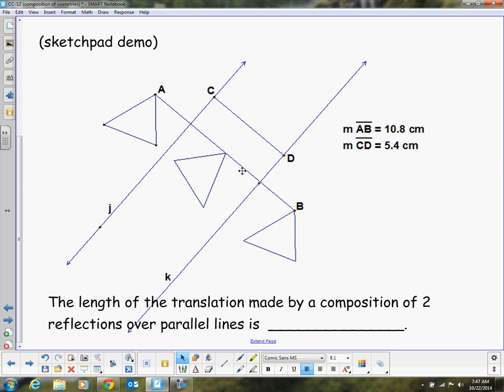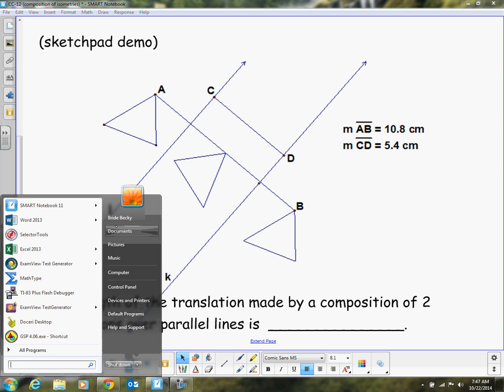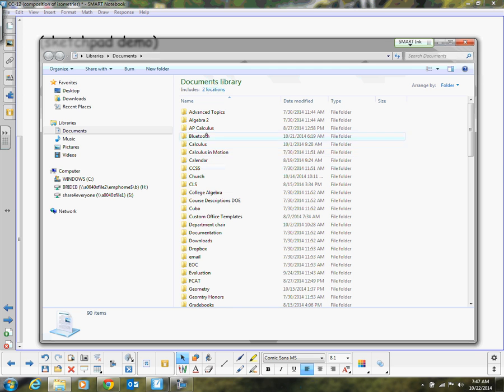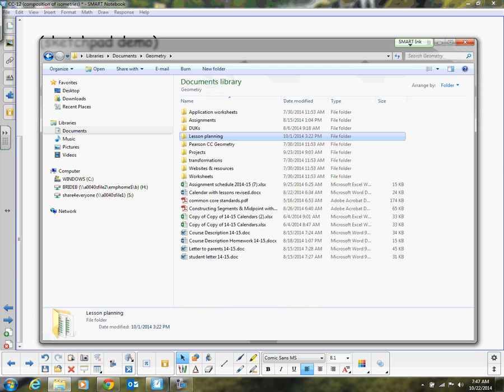How far did the figure actually move, though? How far did A move to get to B? 10.8 units. What's the distance between the parallels? 5.4. So what if this distance was 8? What would this distance be? 16. All right, let me see if I should have saved those Sketchpad demonstrations. It's really cool.